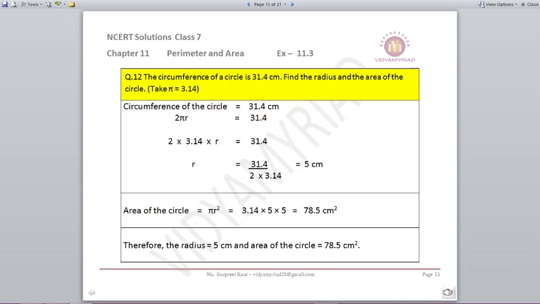Question number 12. The circumference of a circle is 31.4 centimeters. Find the radius and the area of the circle. Now circumference is given to us. We know how to find the radius. 2 pi r is equal to 31.4. So radius is 31.4 upon 2 into 3.14. That comes out to be 5 centimeters. So using this radius we can find out the area of the circle, that is pi r square. So 3.14 multiplied by 5 into 5 gives us 78.5 centimeters square.